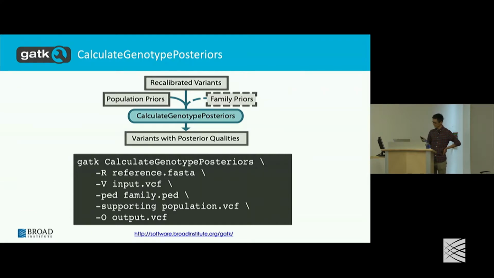Are there any questions so far? What is the format of such a pedigree file? It's a .ped file. If you just Google it, there's a GATK post. It's like a text table.